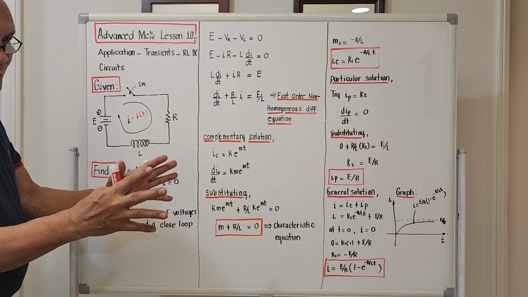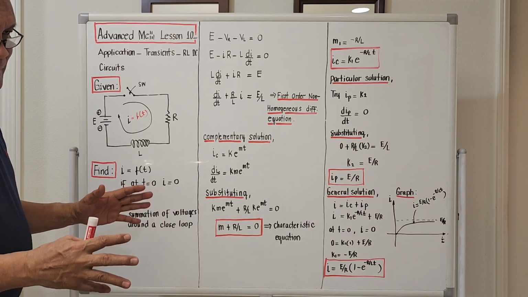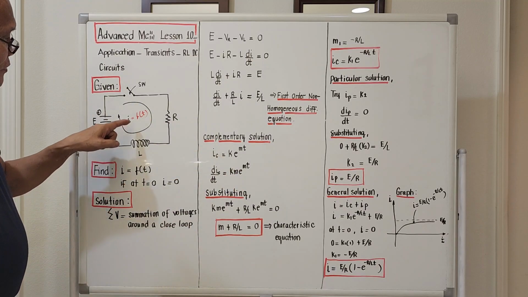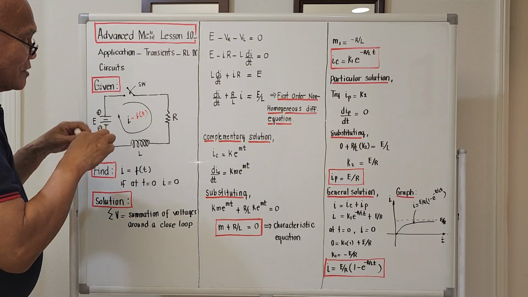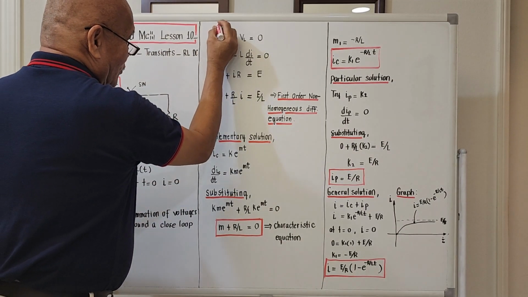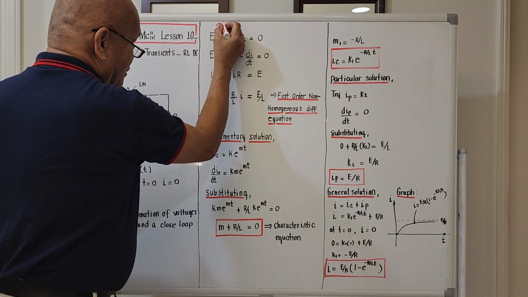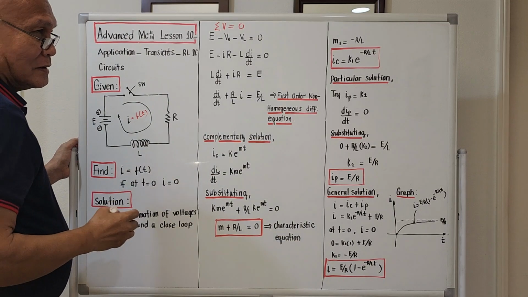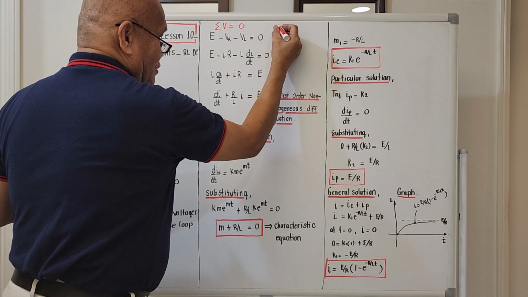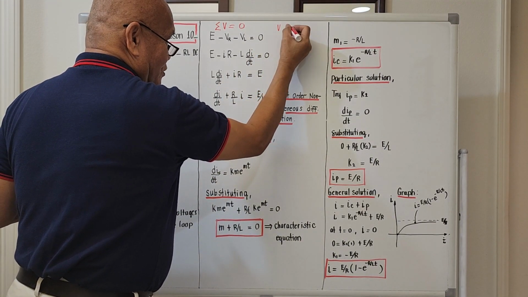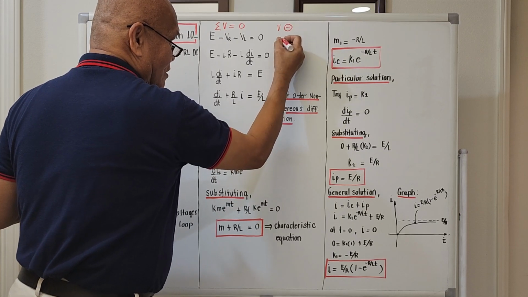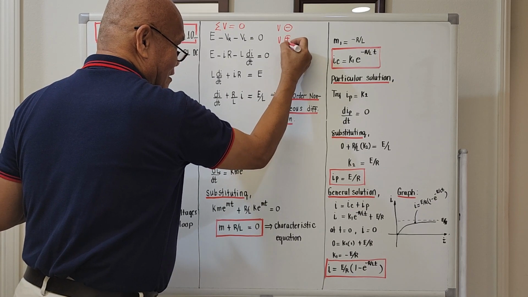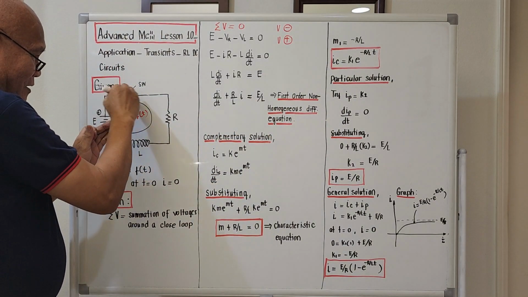Okay, so to bring out the required differential equation that will lead us to the solution of I as a function of time, we will start with this. That is, we will take the summation of voltages in the loop, which should be equal to 0. Voltage drops are minus, voltage sources are plus.